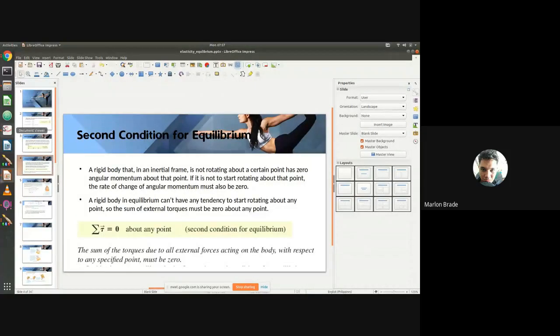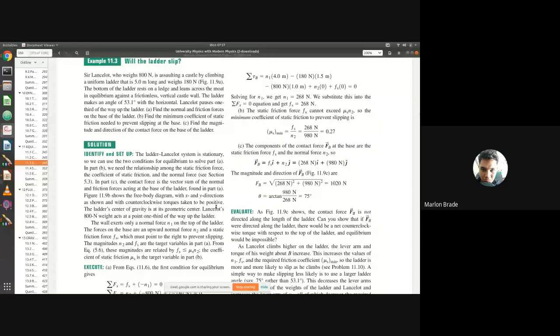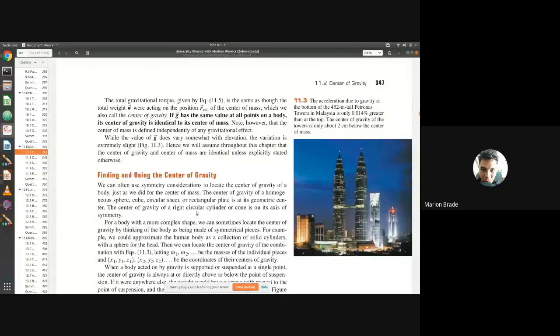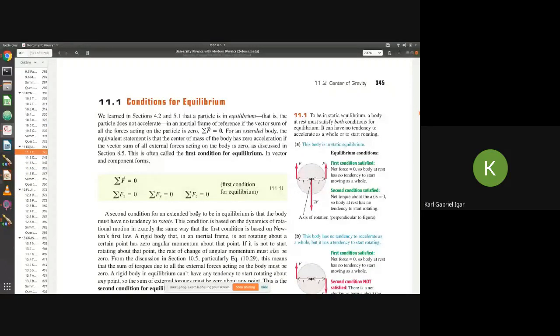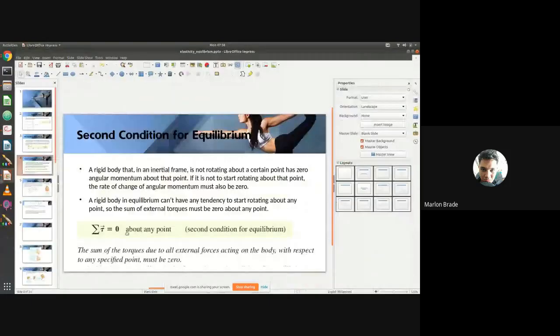Guys, what is a rigid body? Ideal body, sir, that does not deform. Okay, so a rigid body is an ideal body that will not deform. So that is the definition of a rigid body: a body that does not deform.